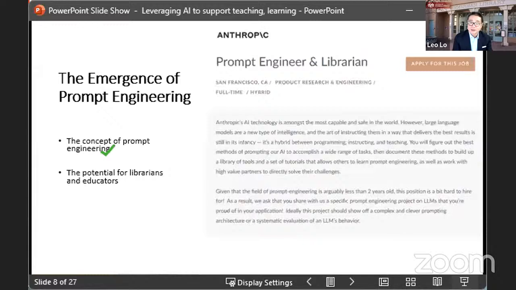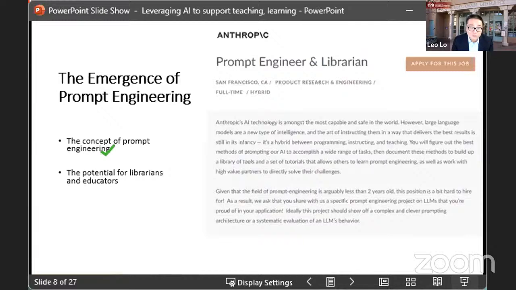Now, look at this ad. A leading company, it has its own large language model, Claude 2 or 2.1 now, which is just as good, or some say even better than ChatGPT-4. So they're hiring prompt engineers and librarians. It's a brand new job category that did not exist until this year. So a shout out to all the librarians or library students in the audience. Our skills in organizing and retrieving information aren't just recognized, they are highly sought after.